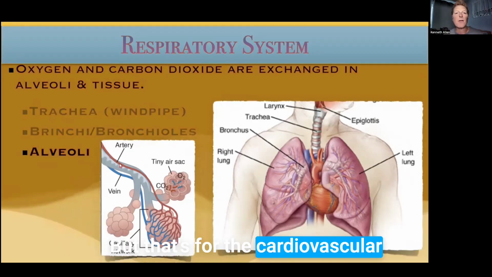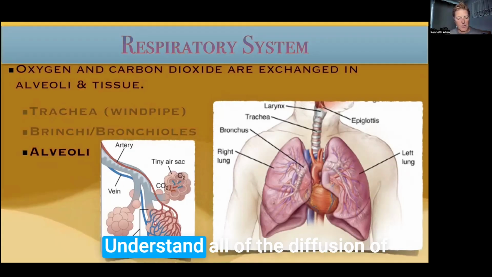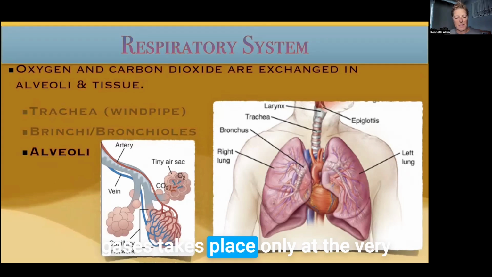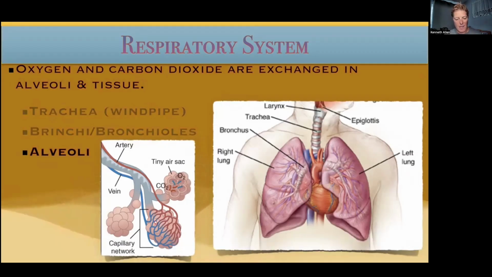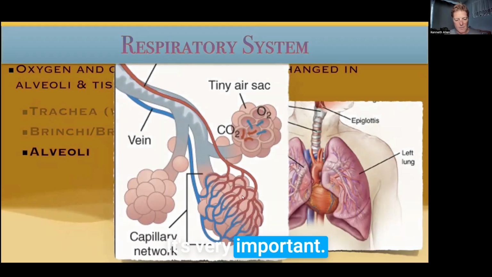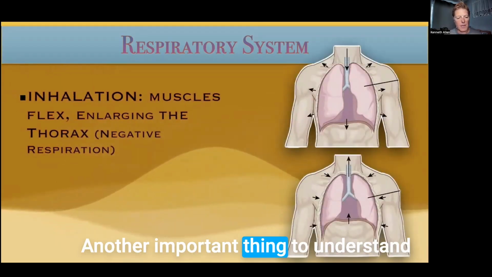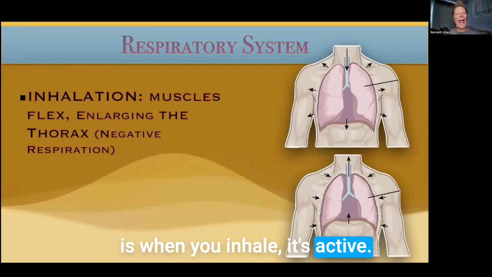And then to the left side, that will then be pumped out to the body. But that's for the cardiovascular systems chapter. Right here, understand all of the diffusion of gases takes place only at the very smallest terminus of the bronchioles. That would be the alveoli. Very important.